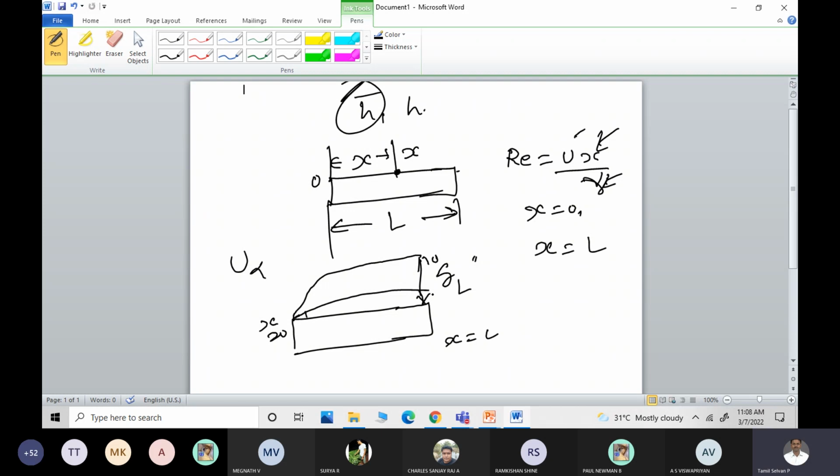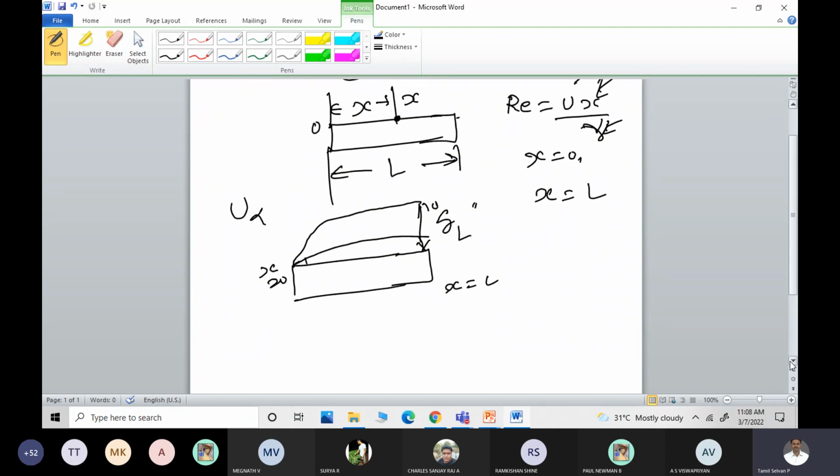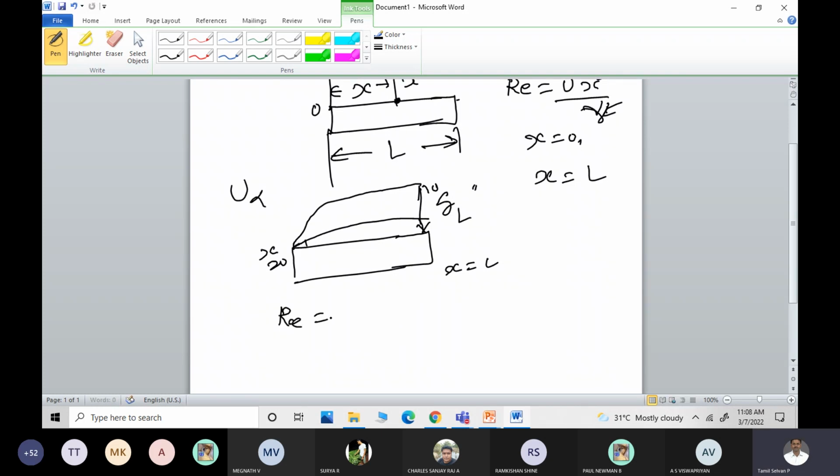We also know that for flow over a flat plate, whether the flow is laminar or turbulent is decided by the dimensionless number, the Reynolds number, which is given by u x divided by nu, or u L divided by nu, where nu is the kinematic viscosity.